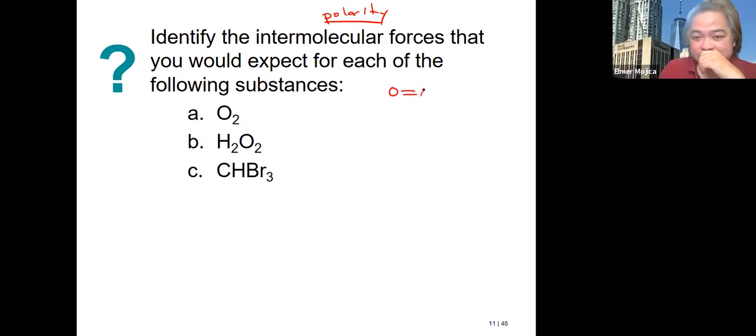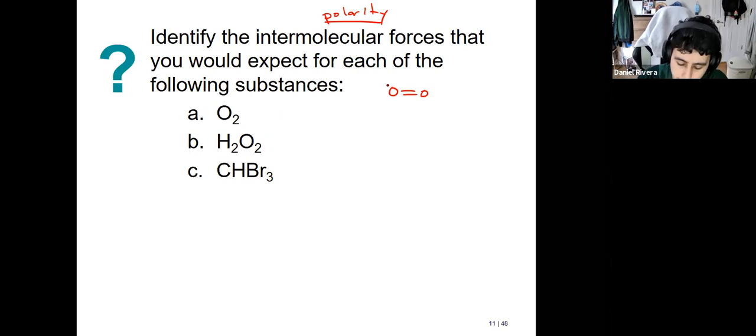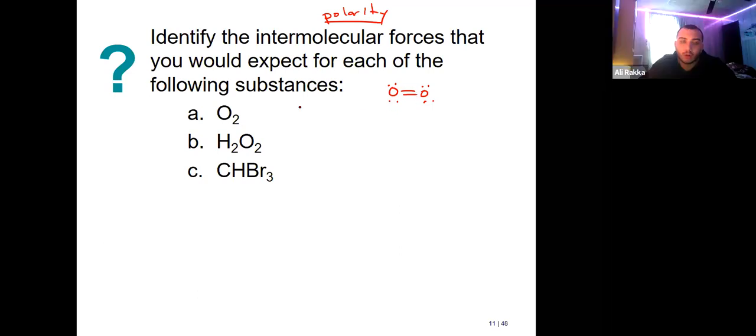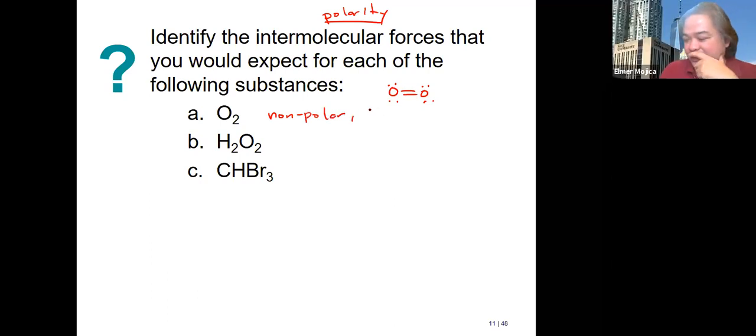So what you're going to do is write its Lewis structure. And what do you get? Isn't it like this? 1, 2, 3, 4, 5, 6. So 6 electrons, 2 of them, so that's 12. So this is the one. Is this polar or non-polar? Non-polar. So if it's non-polar, what's the IMFA present? It's only LDF. Make sense?